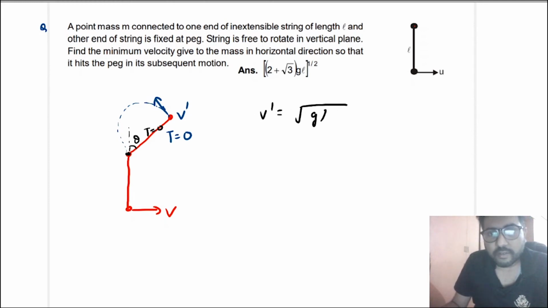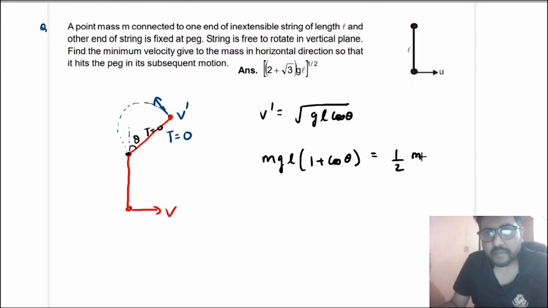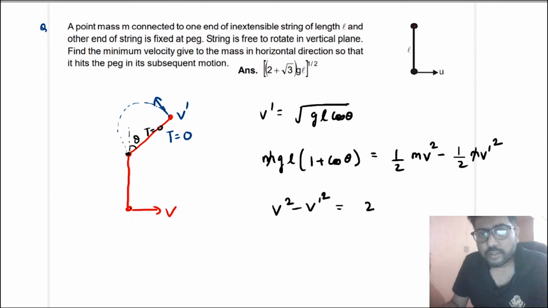root gL cos theta. And when you apply conservation of mechanical energy from this point to this point, you will get mgL into 1 plus cos theta, the gain in potential energy, has to be equal to half mv square minus half mv dash square. m cancels, so you will get v square minus v dash square is equal to 2gL (1 plus cos theta).